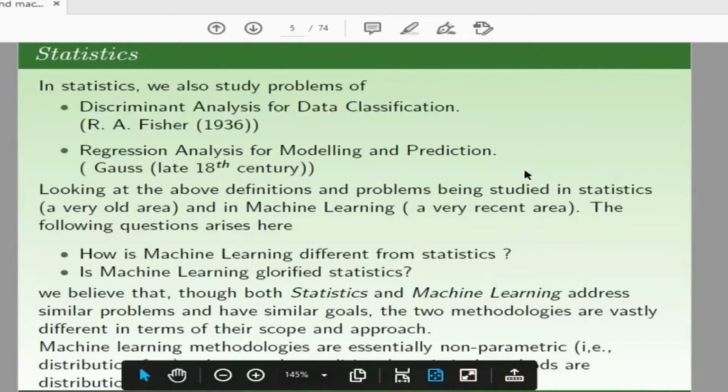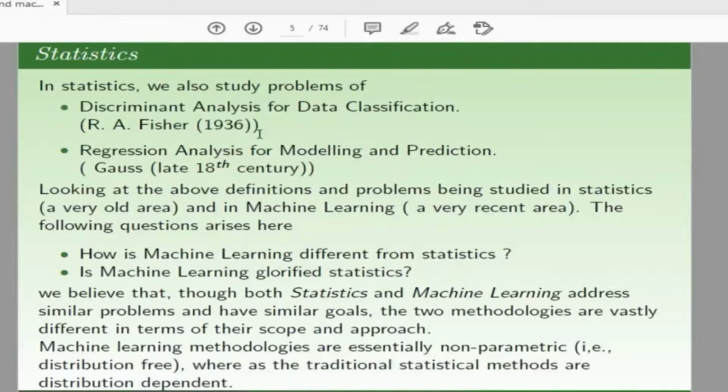We have seen that in machine learning, we studied data classification. Now, this is not a new problem. Fisher studied it in 1936. Discriminant analysis for data classification is a very famous Fisher work. What we are talking about, pattern classification in machine learning, essentially has been studied earlier, in 1936. Similarly, the regression model, with which we try to do modeling and prediction, is not something new. Gauss studied it in the late 18th century. So again, there's a problem: the type of problems we are studying today have already been studied a long time back, and still we say that we are learning machine learning and this topic and that topic.